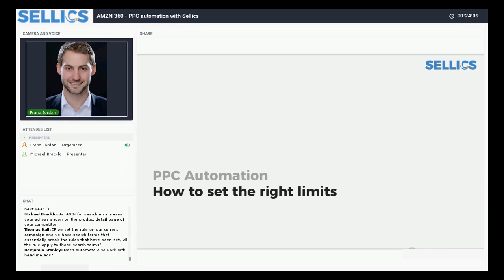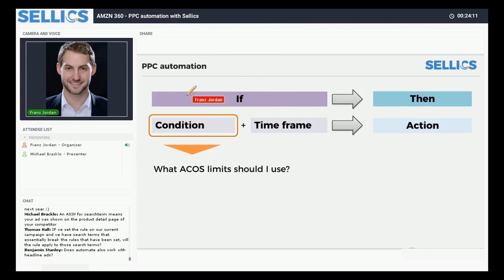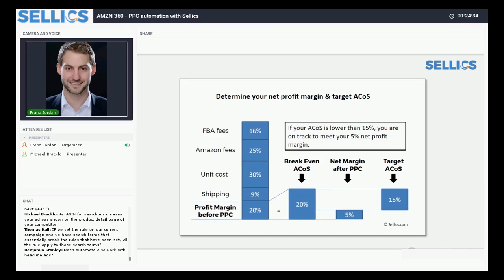So how do you set the right limits? That's the question. If we think about our rules again, typically the first question is, when it comes to the condition, what ACOS limits should I use? What's a good ACOS? What's a bad ACOS? Unfortunately, there is no general answer. I can't tell you that 20 is a good ACOS and 30 is a bad ACOS. This is not true. It really depends.